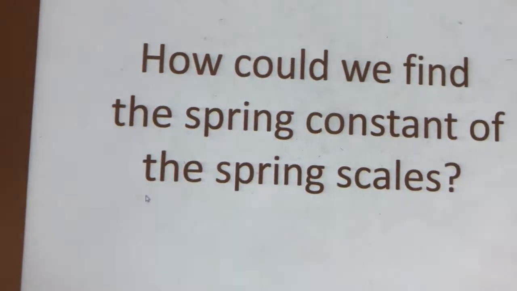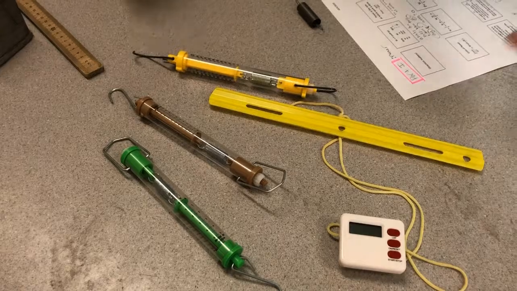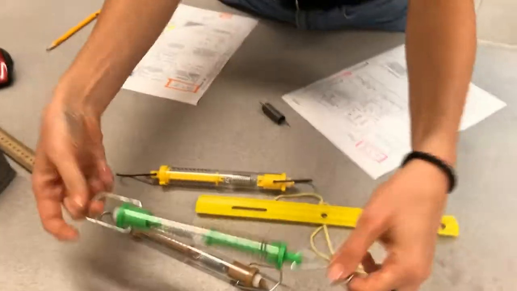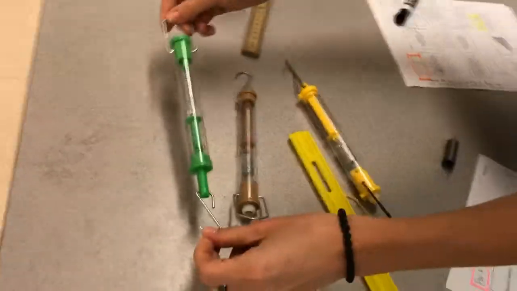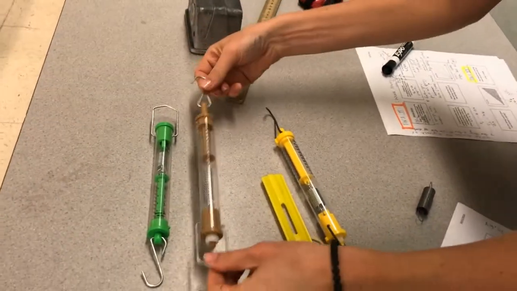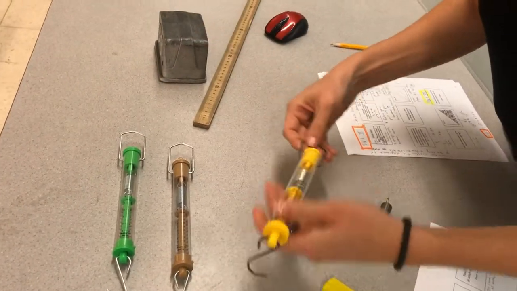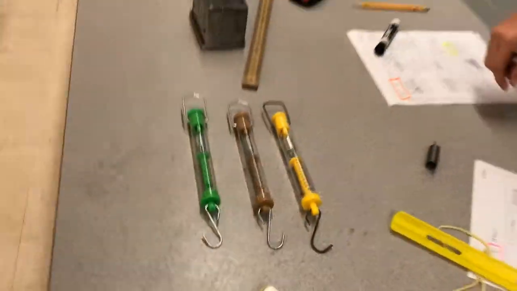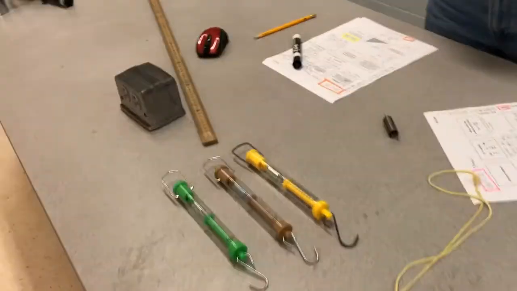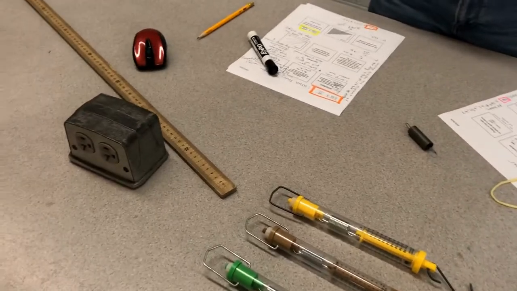So how could we find the spring constant of the spring scale? We have our soft scale, our medium scale, and our a little bit harder or stiffer scale. You see the size of the springs in there. So how could we find the spring constant?